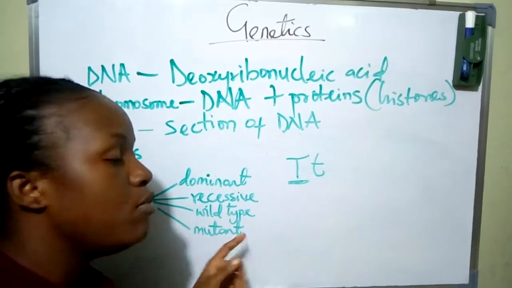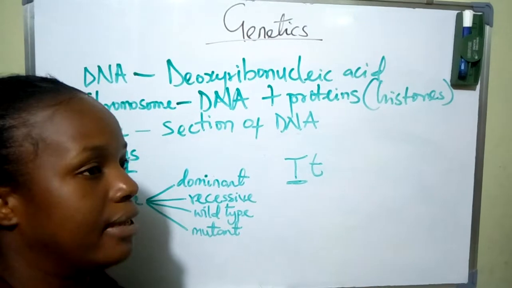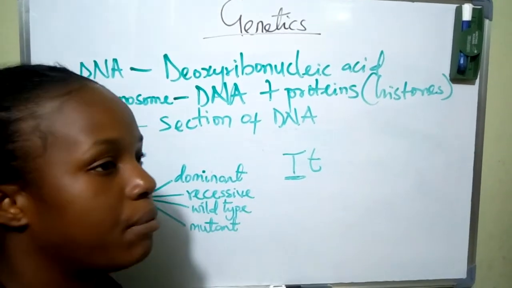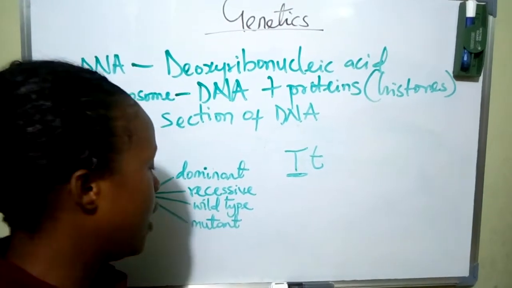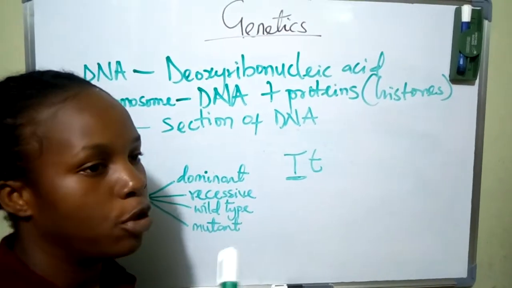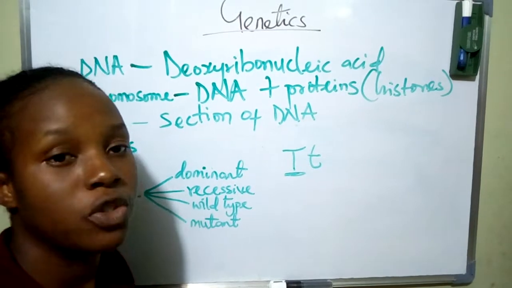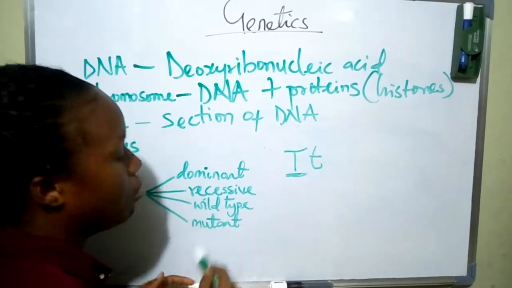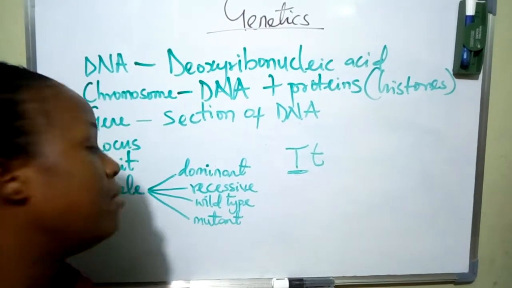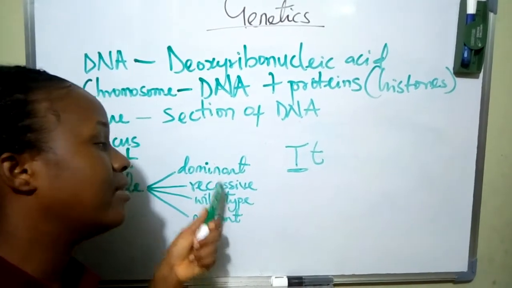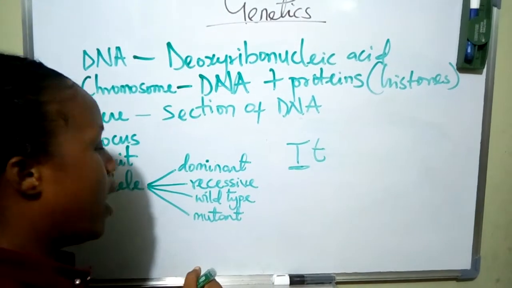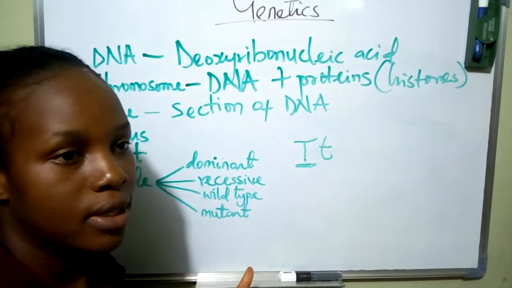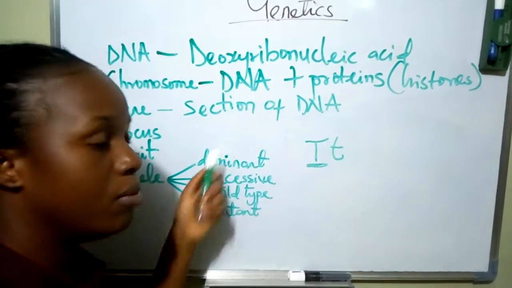And we have mutant alleles. Those are alleles that differ from the wild type alleles. Now, for example, in humans, we have the allele for achondroplasia, which is a form of dwarfism. Now, this allele is a mutant allele, but it is dominant. That means not all wild type alleles are dominant. So in Drosophila also, we have the allele for curved wings. It is a mutant allele, but it is dominant.